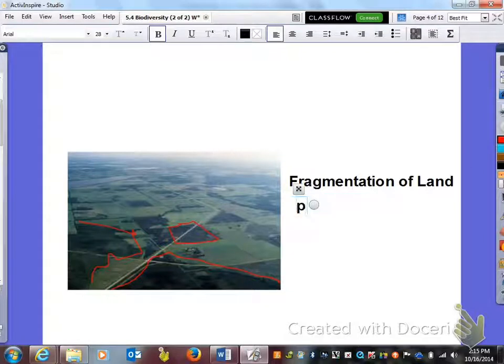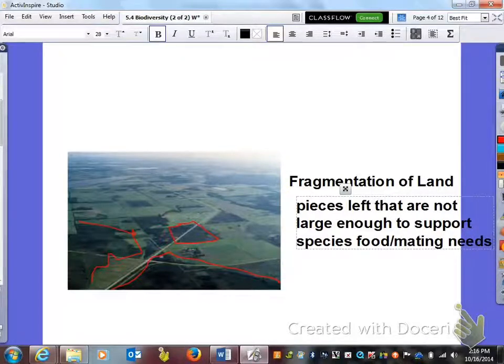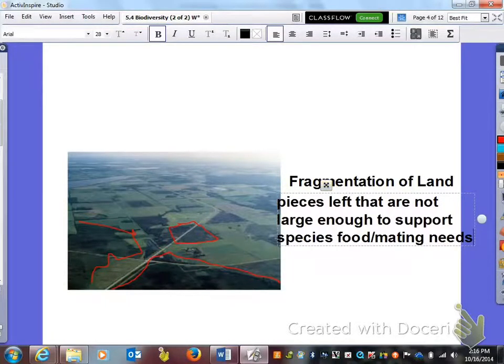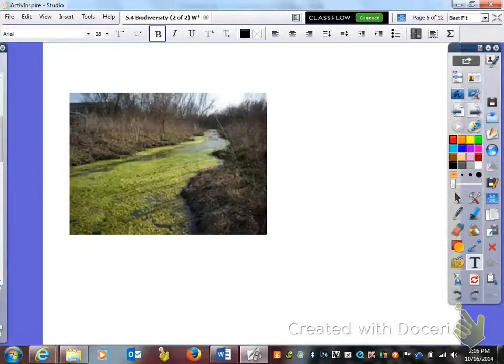So fragmentation of land, and I also want you to write that it's when you have pieces left that are not large enough to support species, food, or mating needs. Okay, so there is some habitat left for different species, but those habitats are so spread out that they're not able to find the food that's necessary to survive or have the room to find a mate.